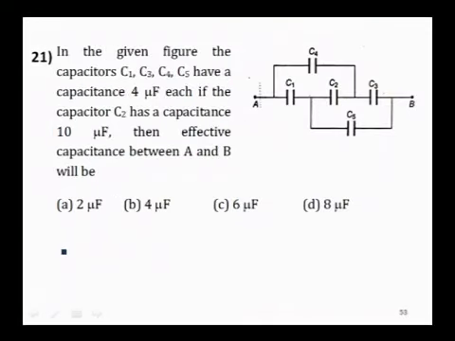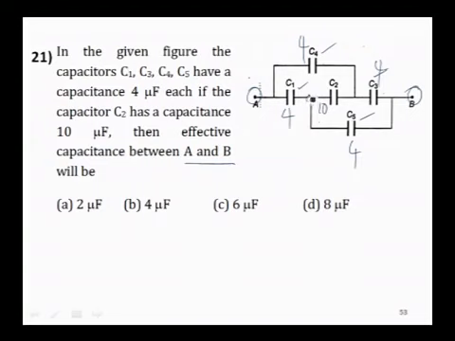Going further, in the given figure, capacitors C1, C3, C4, C5 have capacitance 4 each. So each of these has 4, and the other one, C2, has a capacitance 10. Now, effective capacitance between A and B. So end to end you have to find what is the effective capacitance.